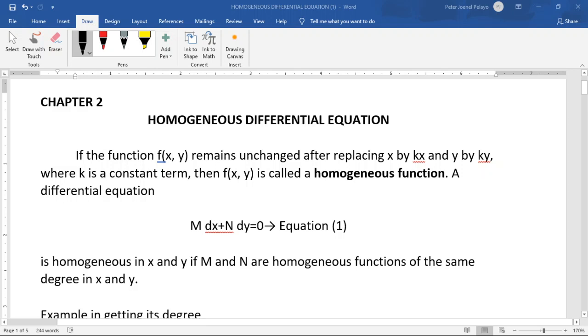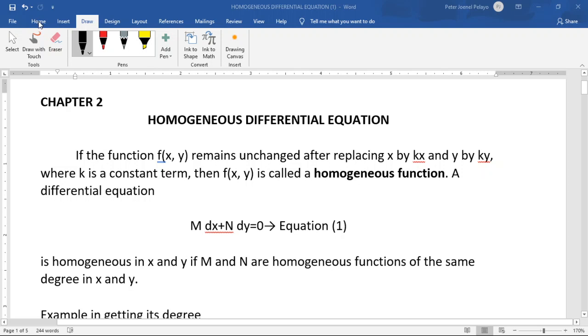Good day to everyone. Now, we will talk about homogeneous differential equation. So, this is the second type of differential equation we will tackle. Last topic, we talked about the separation of variables. Now, we will go to homogeneous differential equation.